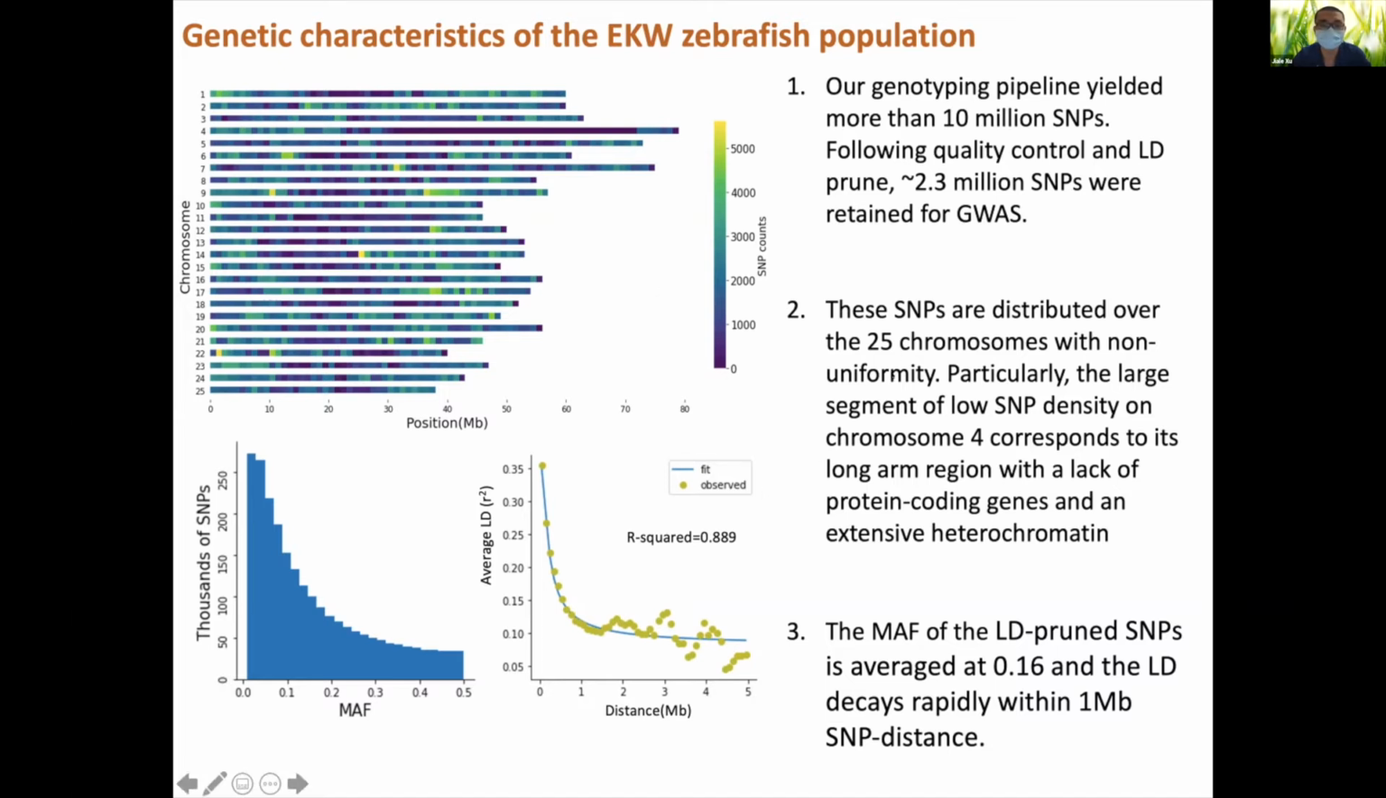And for those LD pruned SNPs, we estimated their mean minor allele frequency, which is about 0.16. And we also estimated the LD decay, which decays rapidly within 1 megabase SNP distance.